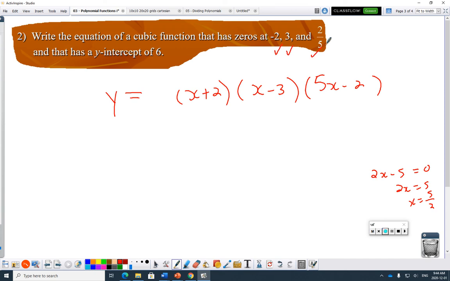Good. And it has a y-intercept of 6. Does this have a y-intercept of 6? If I put x equals 0 in here, that would be a 2, that's -3, that's -2. Let's just check this out. Does it work? Y equals 0 plus 2, 0 minus 3, 0 minus 2. If I multiply those all together, I get 12. The function I've created has a y-intercept of 12, not of 6. Uh-oh.